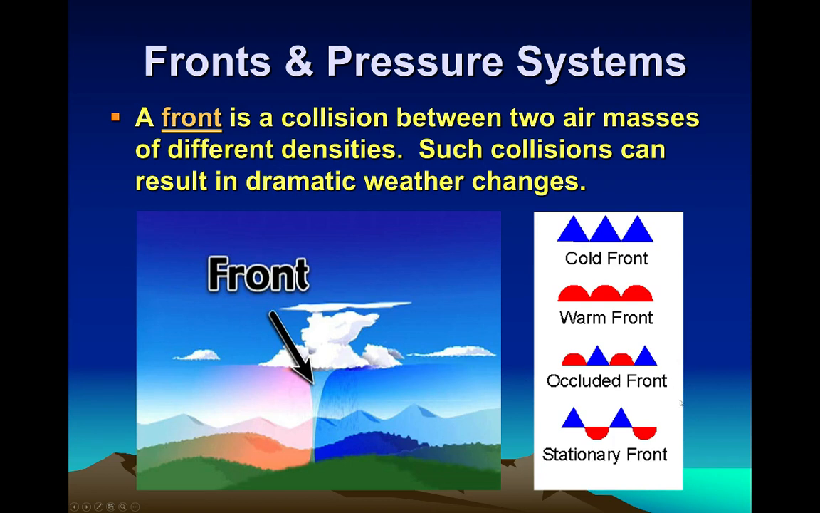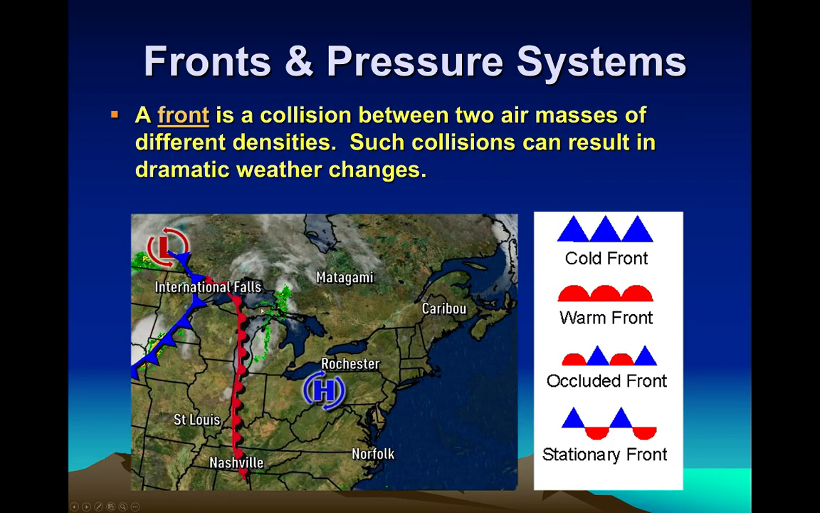There are also occluded fronts and stationary fronts that I'm going to expect you to understand also. So the front is the boundary, or the collision, between two air masses of different densities. So a cold air mass and a warm air mass. The boundary between those is the front. So if you're in a war and you're at the front, it's the boundary between the two camps. That's what a front is in weather also. It's the boundary between the two air masses.